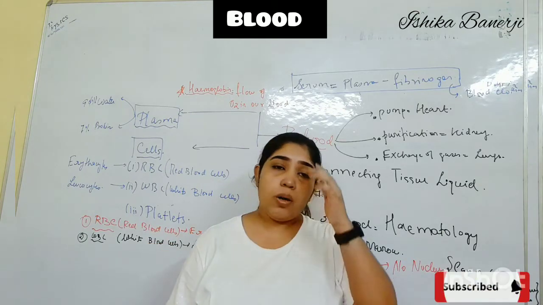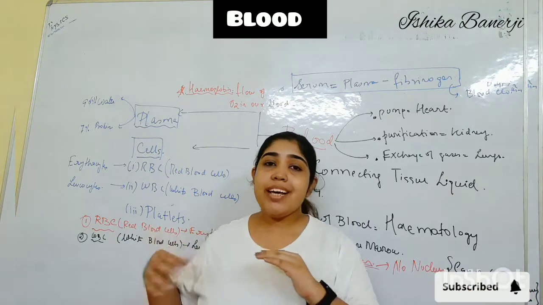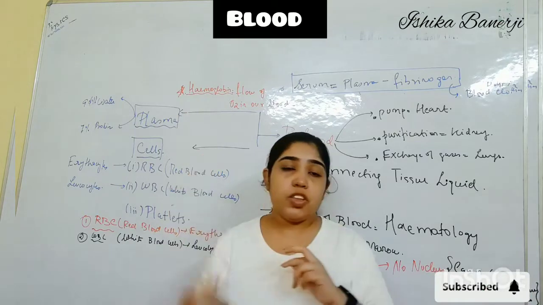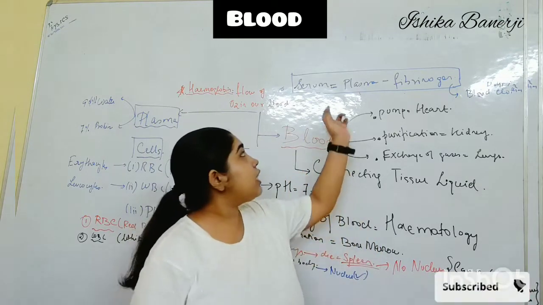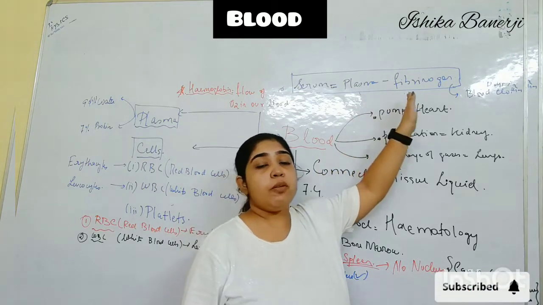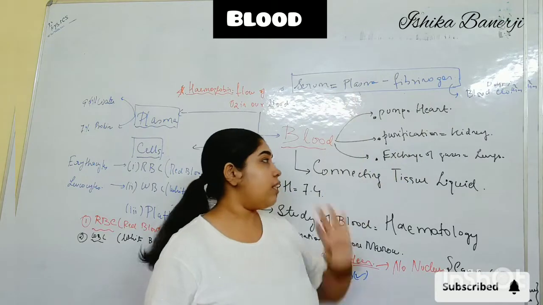One more important thing is that the oxygen transported in our body is with the help of hemoglobin. The hemoglobin will help the oxygen to transfer in our body. Next is the serum from the plasma. If I remove the blood clotting agent, that is fibrinogen, then you will get the serum.